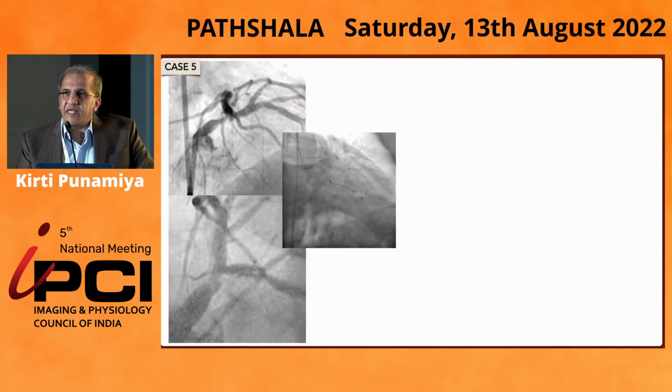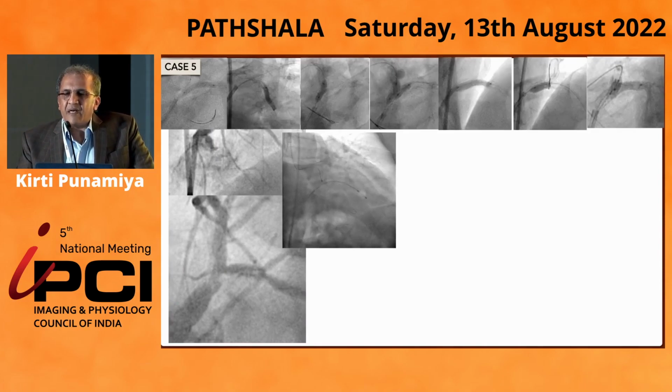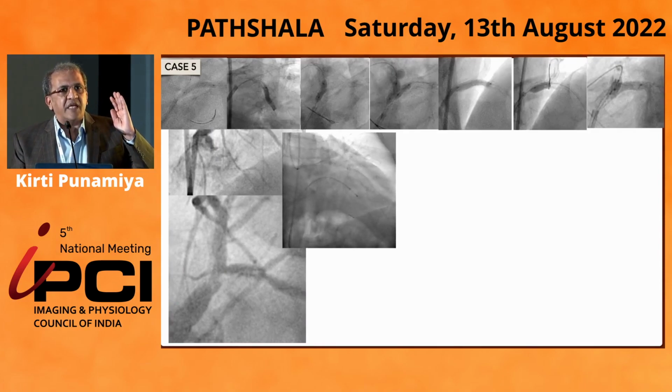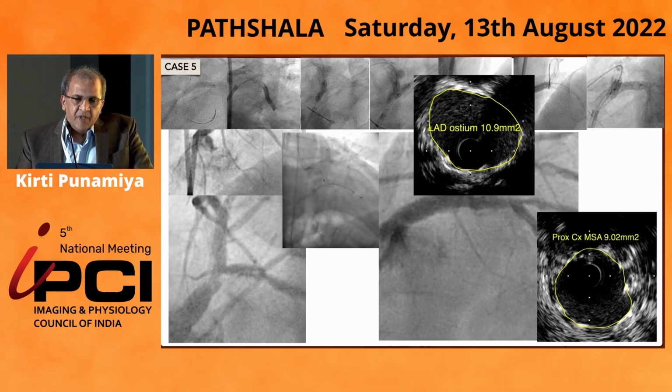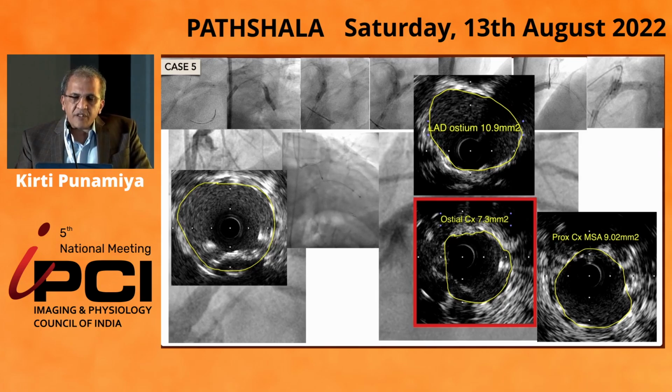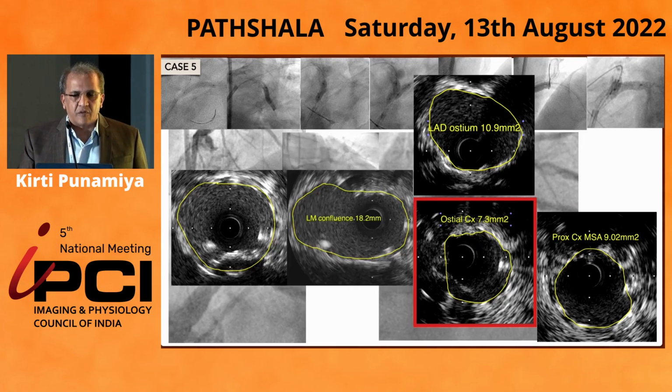This is a left main case, just deviating from the topic. We put in a Rotablator and did a classical cutting, a DK crush for this 1-1-1 lesion, which was heavily calcified into the circumflex as well. This was the final result. Our LAD ostium showed a 10.9. A circumflex MSA was around 9.99. The ostium was 7.3. And the left main and the confluence looked good.